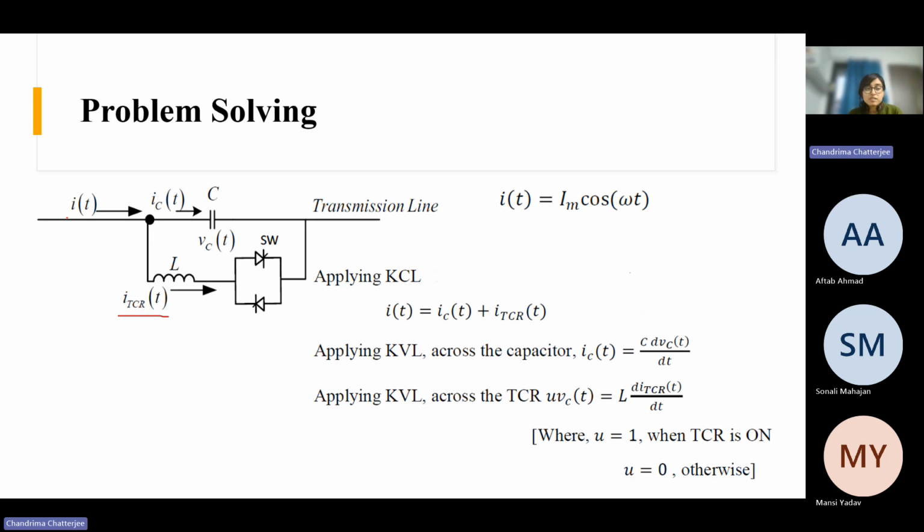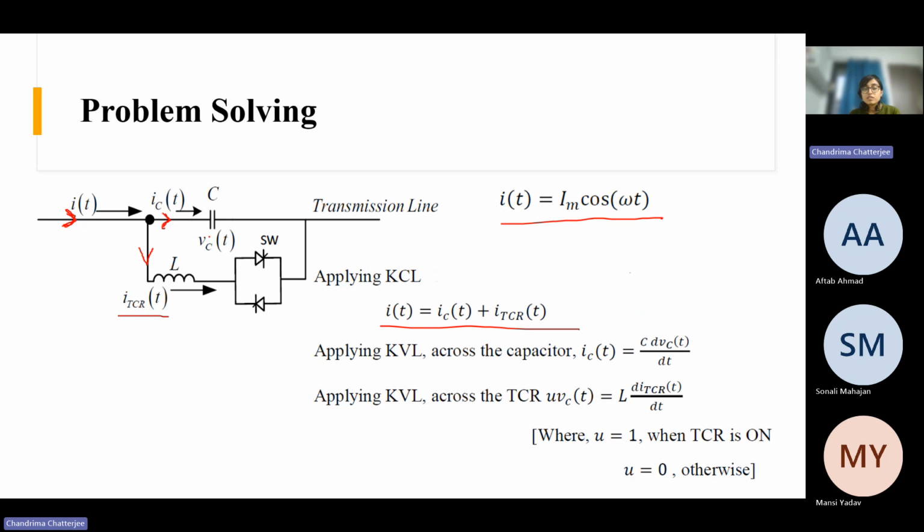Now, suppose this is the line current, and this line current expression is Im cos omega t as given in the problem. This current is getting divided in this branch and this branch as per KCL, right? There are two paths. Some portion of the current will flow through the capacitor and some portion will flow through this path. And so yeah, this is the KCL equation.